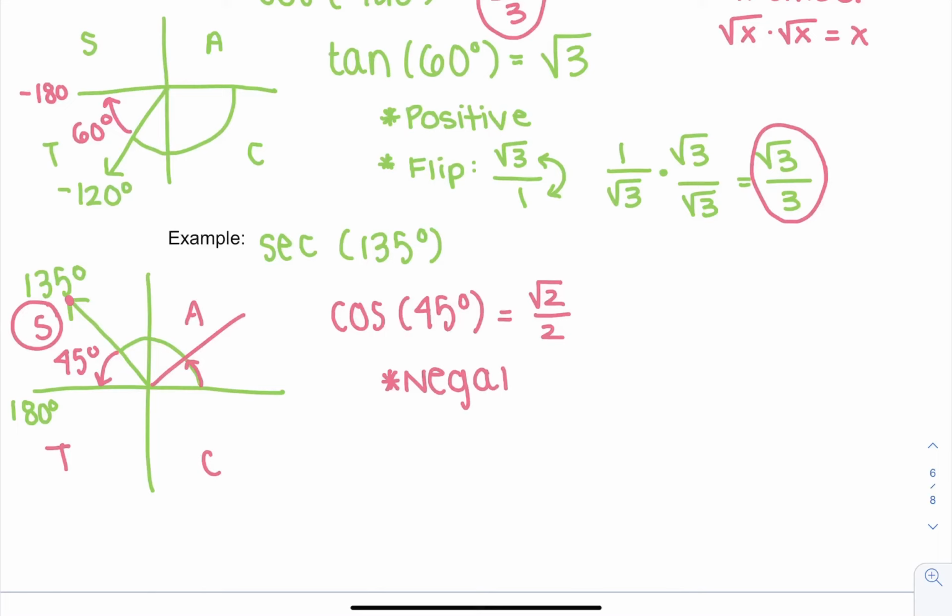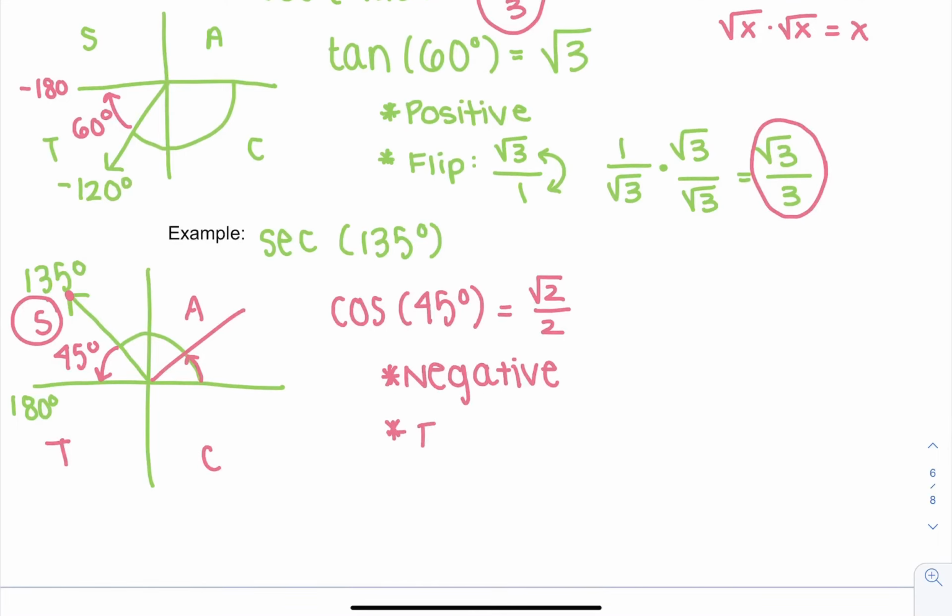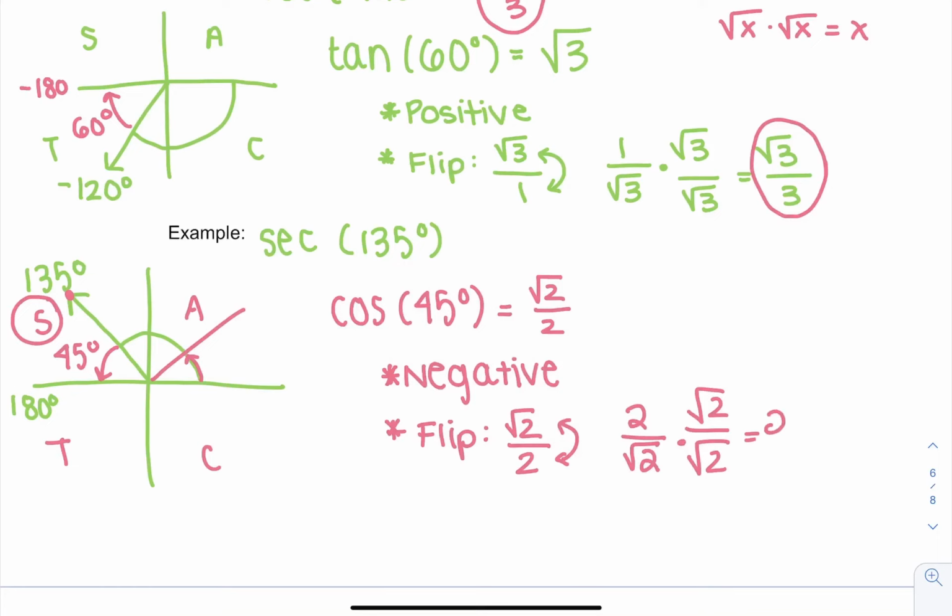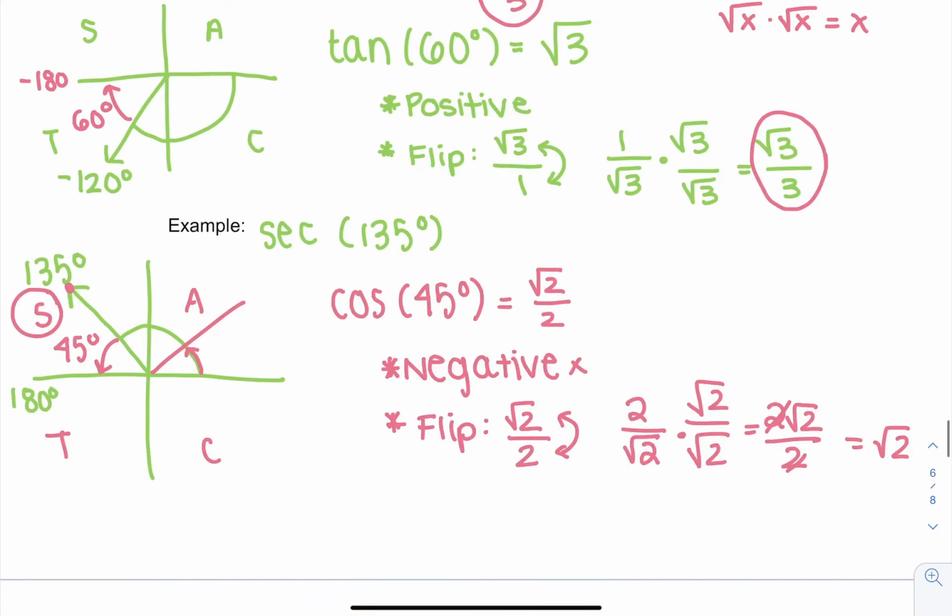And now my last step, I have to remember to flip because I'm working with secant. So flip if necessary for those three functions. So square root of 2 over 2. If I flip this, that's 2 over square root of 2. And then I have to rationalize. So I'm going to multiply by square root of 2 over square root of 2. So 2 square root of 2 over 2. The 2's cancel, so I'm left with square root of 2. And remember, it was negative. So my final answer is negative square root of 2.